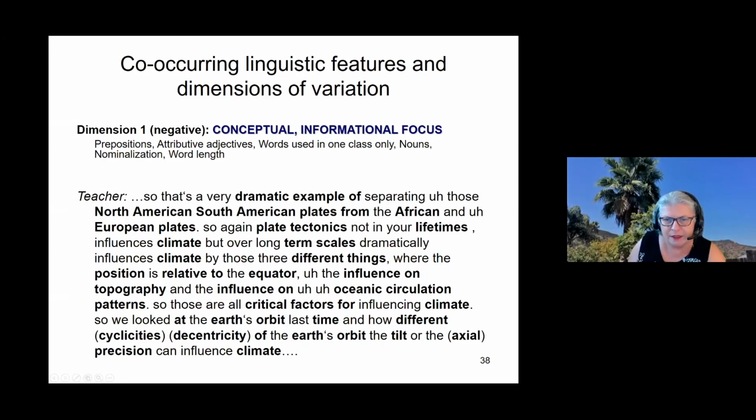On the negative side, which I called conceptual informational focus, we have attributive adjectives, and rare words only used in one class session, nouns, nominalizations. It sounds almost like a piece of written discourse or somebody reading out a text. It's very informationally heavy because of all these features co-occurring together. But that's a conceptual informational focus.